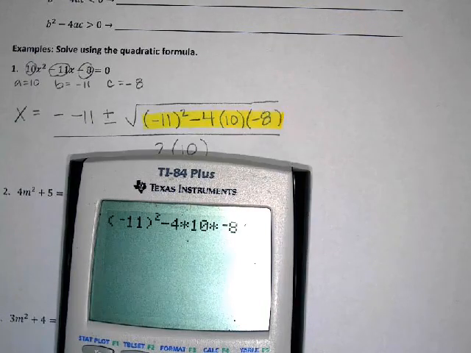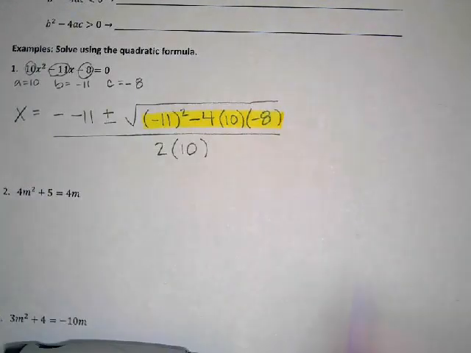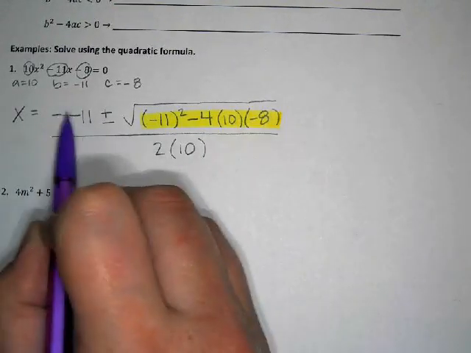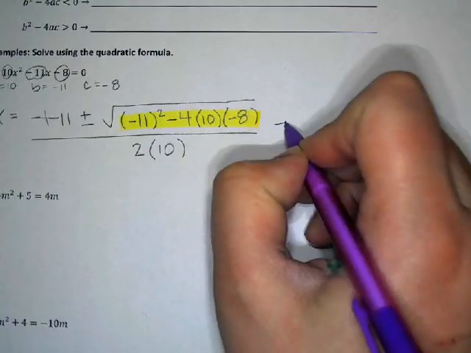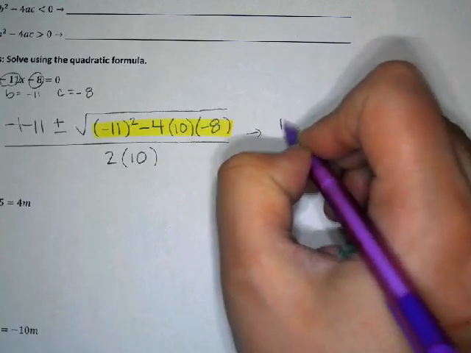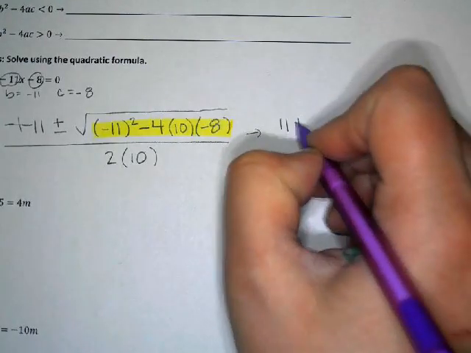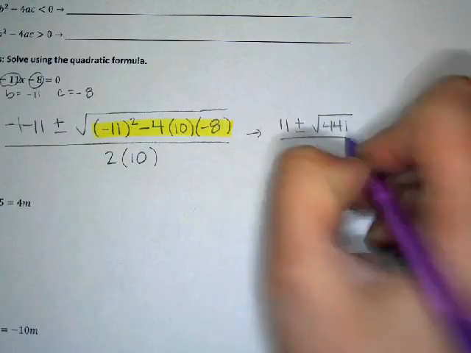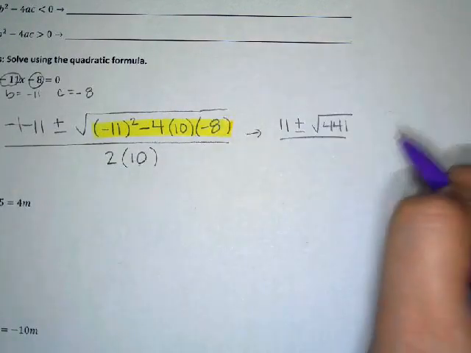Anybody else get it? Can we confirm? We all get the same thing? 441? Everybody get 441? Okay. 441. All right, so what we have now, we had minus minus, that makes a plus. So now we're going to say we have a positive 11 plus or minus the square root of 441 divided by 2 times 10 is 20.